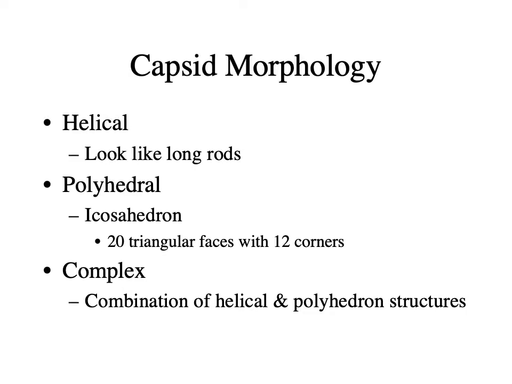Now, viruses have some distinct morphology, just like how bacteria had morphology. Viruses have morphology as well. They can have three different types. They can have a helical morphology, and this morphology is based on the capsid. It can look like a long hollow tube or a long rod shape. It can be polyhedral. It can have triangular faces and be icosahedral. It can have absolutely geometrical angles with corners. It can be complex. The capsid can be a combination of both the helical morphology and the polyhedron morphology. So it's combined. It can be a unique viral structure as well.